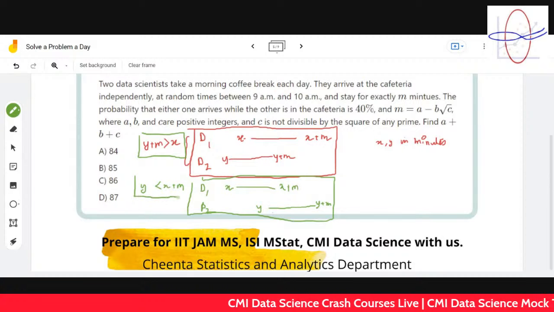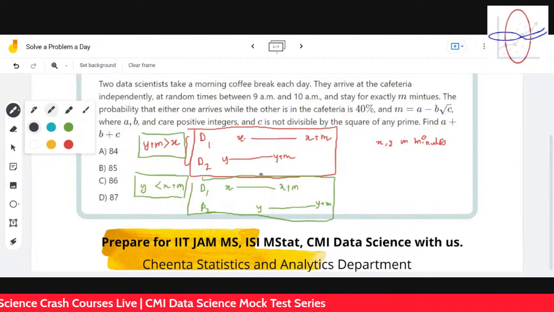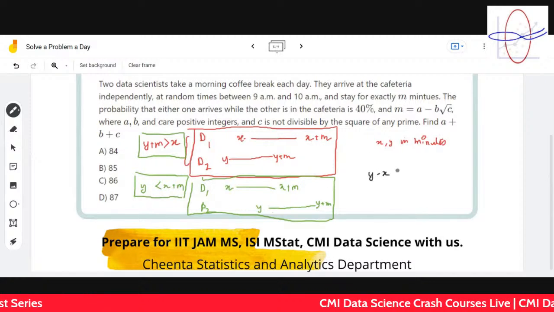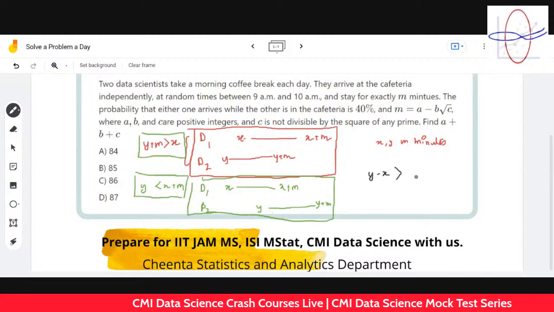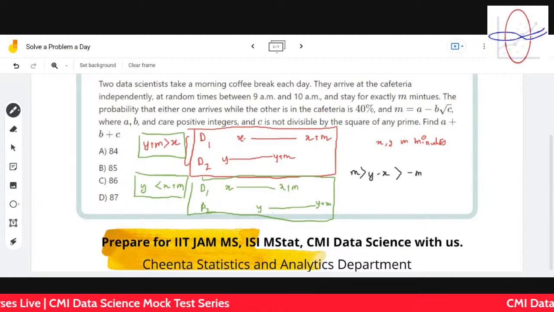So this is the final set of equations that we have. Combining these two, we get Y minus X greater than minus m and less than m. Combining these two equations, we get this, right?